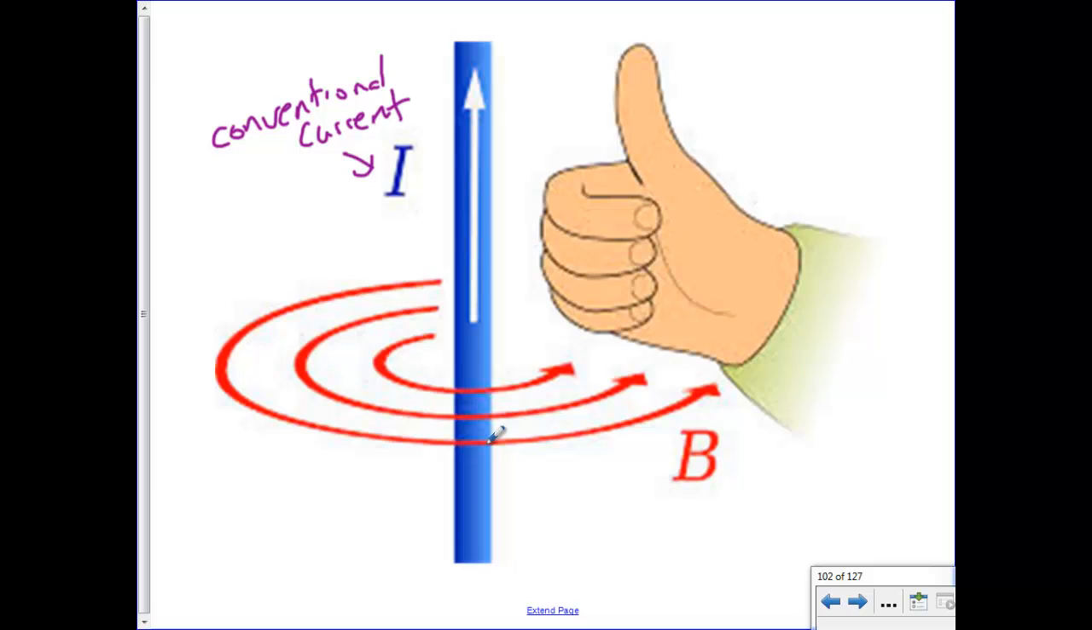So if that conventional current is going up, then it means that your field would be going this way. Just to make sure we're clear, if you put a compass right here, the needle would point that way. If you put a compass right here, the needle would point, well, technically that would be towards us. If you can visualize this, the wire is going up, and then the circles are going around it like this. So this compass needle would be pointing towards us, in that example.